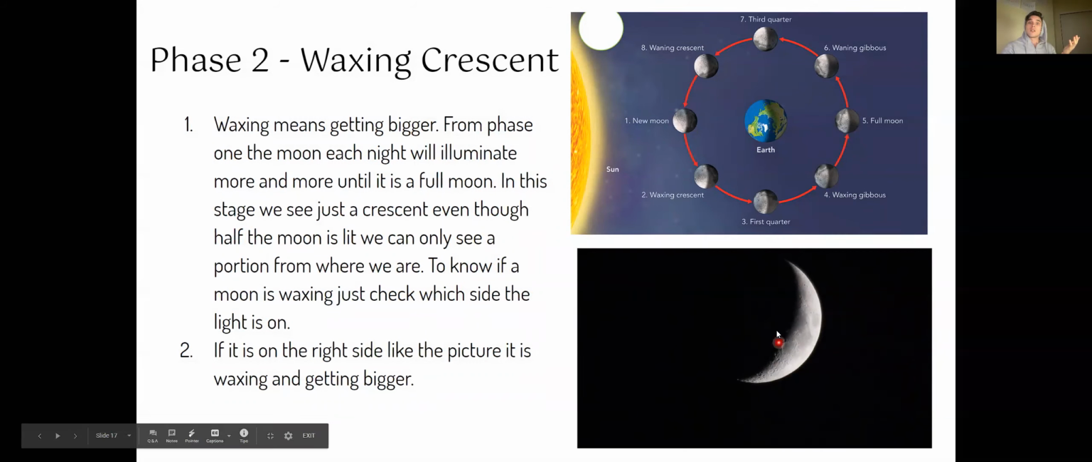Mr. G, how do I know if I just look in the sky if it's getting bigger or not? Good question. You can easily look in the sky and figure out if it's a waxing one by just looking at what side is lit. Obviously, you can see this is the right side of the moon, all right? If it's on the right side, it's waxing, it's getting bigger. If it's on the left side, it's waning or getting smaller, and we'll go over that, all right? So anytime you see it on the right side, it's still getting bigger. Waxing means getting bigger.